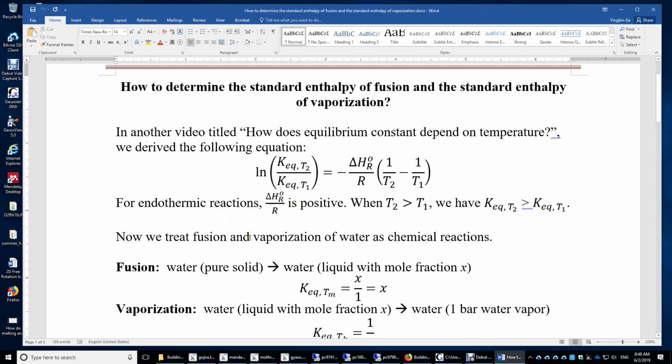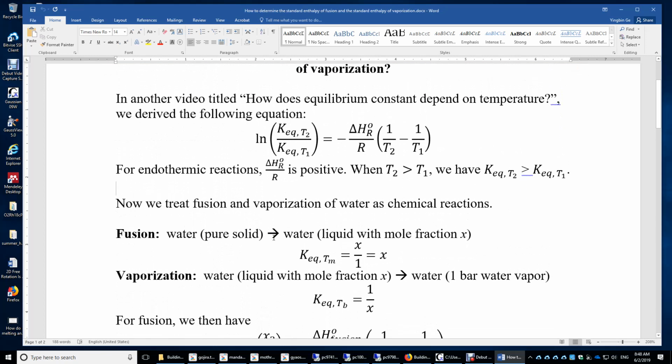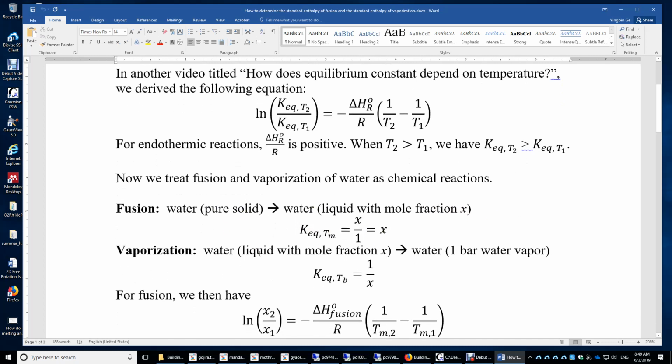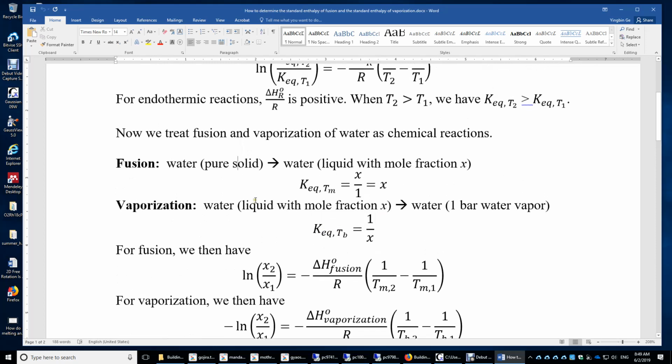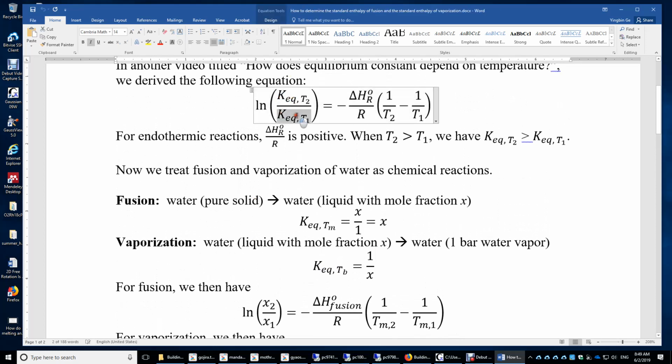Now we treat fusion and vaporization as endothermic reactions, and I'm using water as an example. In the fusion of water, the reactant is pure ice. The product is water in a solution with a mole fraction x. Therefore, the equilibrium constant is x over 1, where 1 is for pure ice. We get x. For vaporization, we have water in a solution on the reactant side. On the right-hand side, it's the standard state of water vapor, and therefore the equilibrium constant is 1 over x.